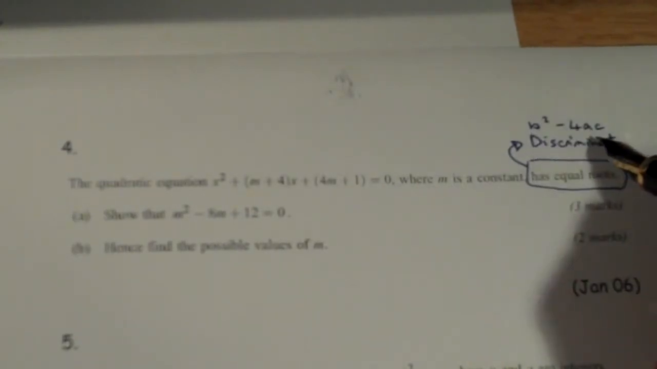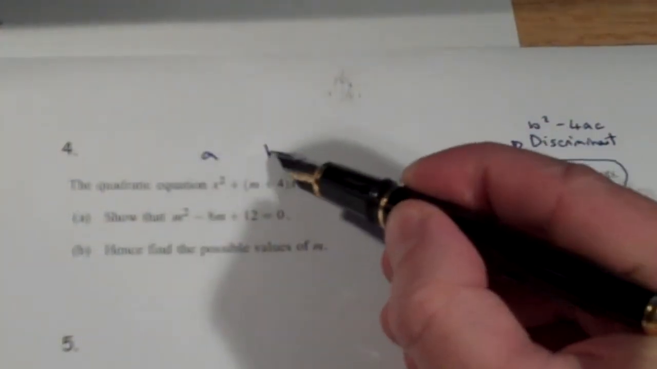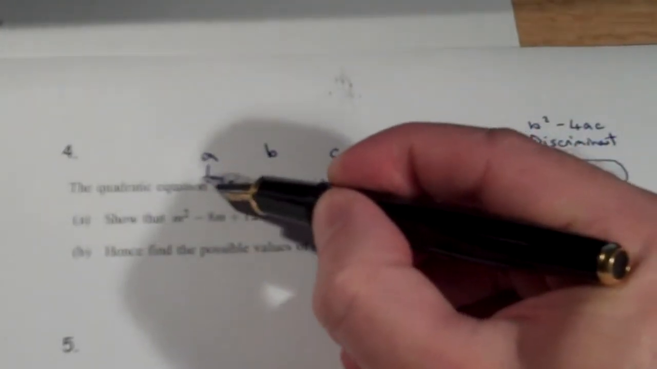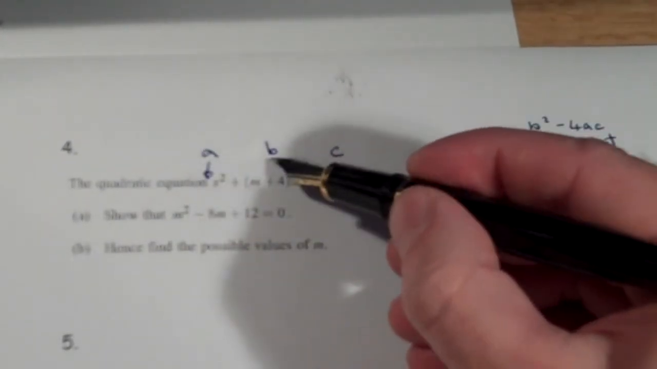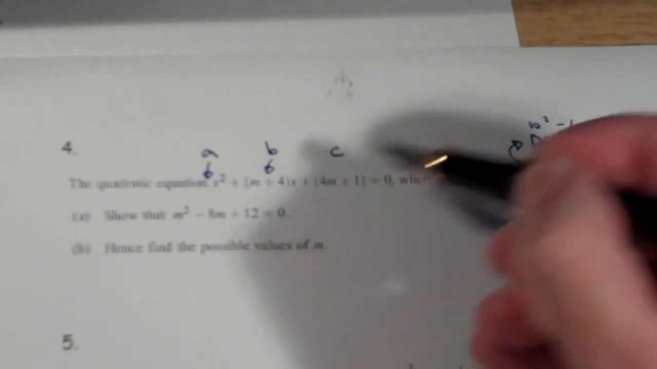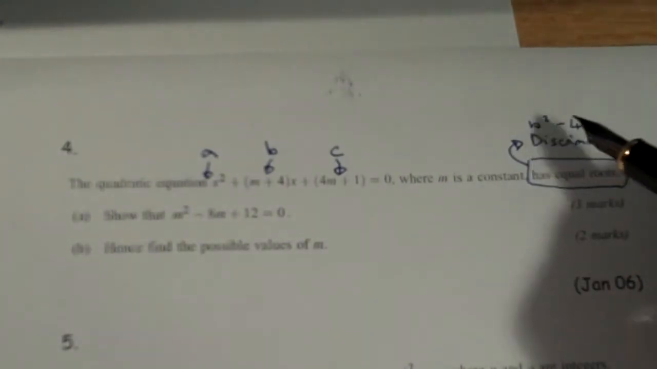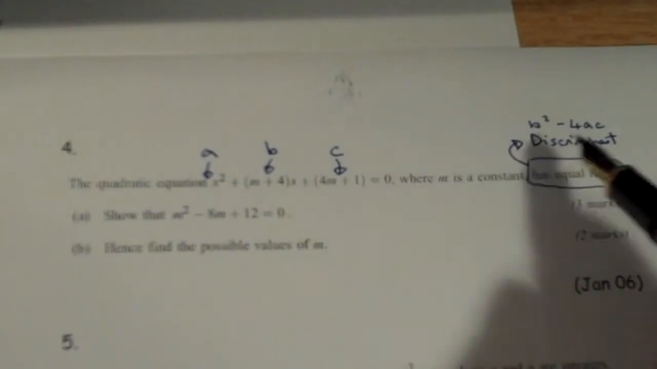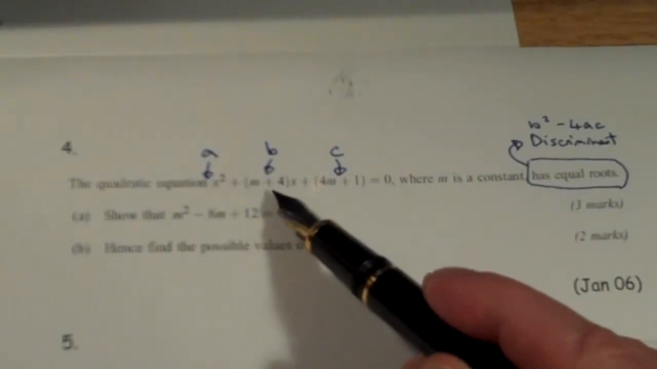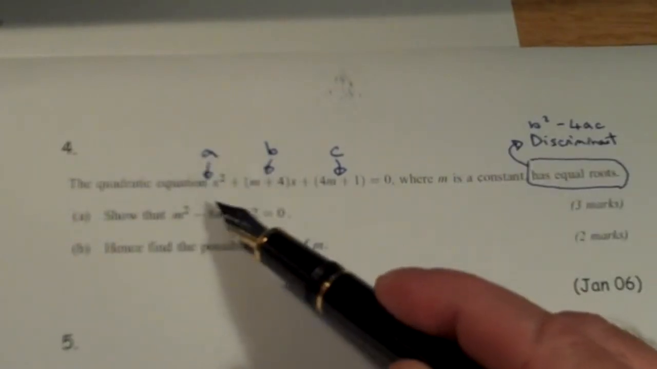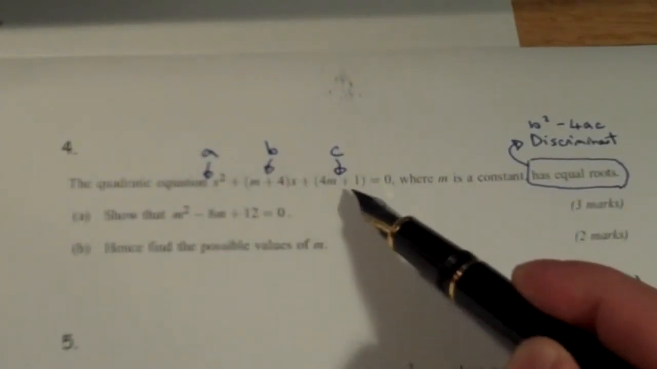In order to set up b squared minus 4ac, remember a, b and c in a quadratic equation or expression are the coefficients of x squared, so a is going to be 1, and here's b, it's going to be that bracket, and here's c. So you're going to say the discriminant is what it has to be. b squared minus 4ac: you take b squared, that bracket squared, minus 4ac, 4 times 1 times that bracket there.